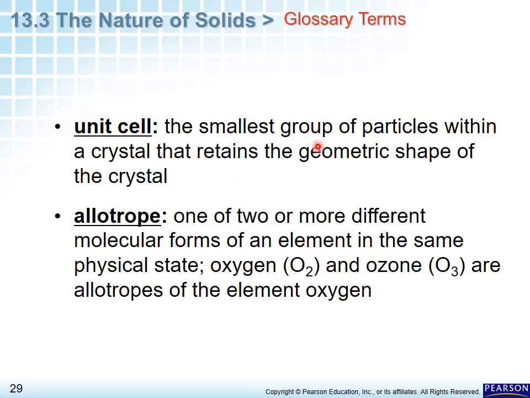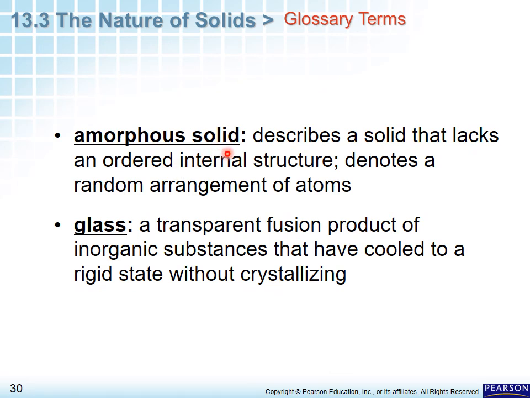Unit cell: the smallest group of particles within the crystal that retains the geometrical shape of the crystal. Allotrope: one of two or more different molecular forms of an element in the same physical state, like oxygen and ozone, which are allotropes of the element oxygen. Amorphous solid: describes a solid that lacks an ordered internal structure, with a random arrangement of atoms. Glass: a transparent fusion product of inorganic substances that have cooled to a rigid state without crystallizing.